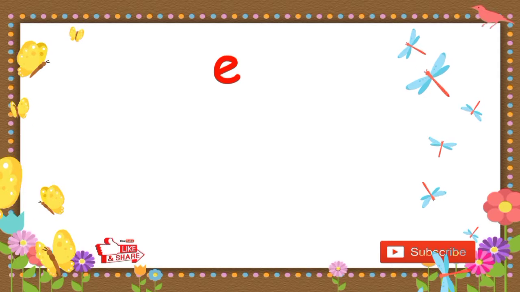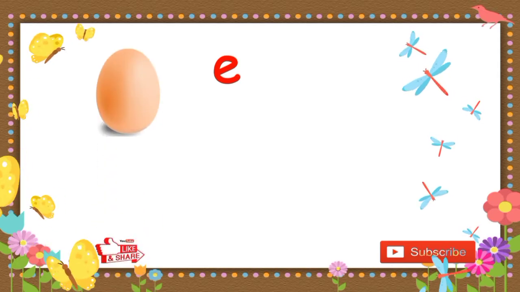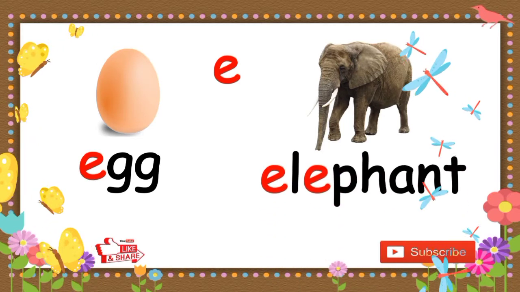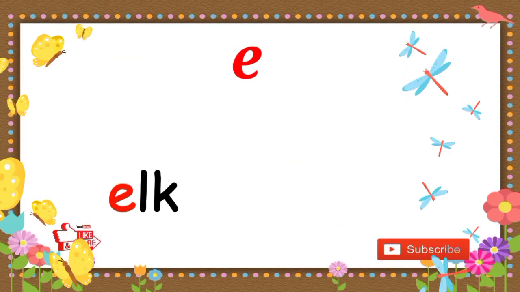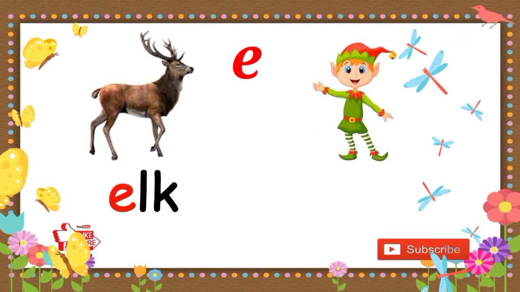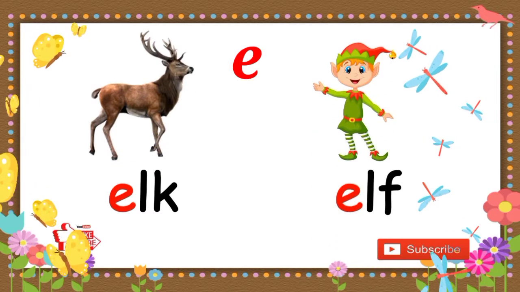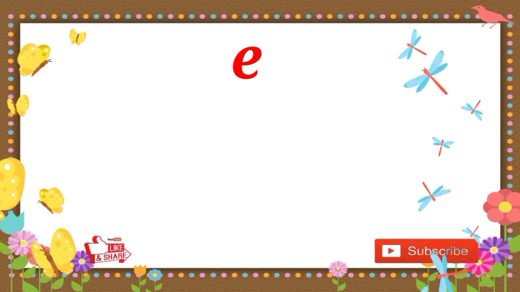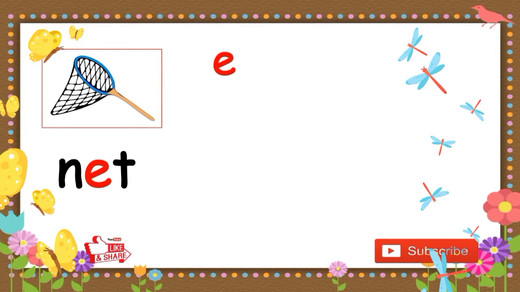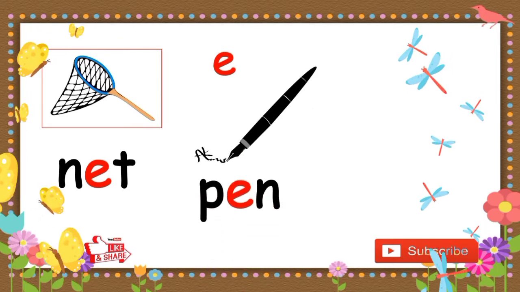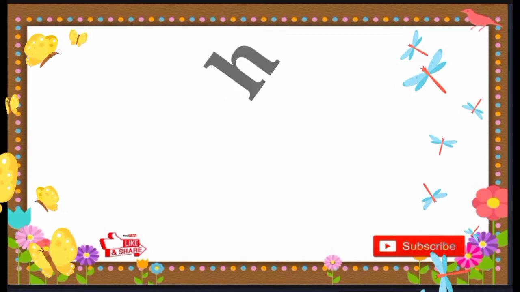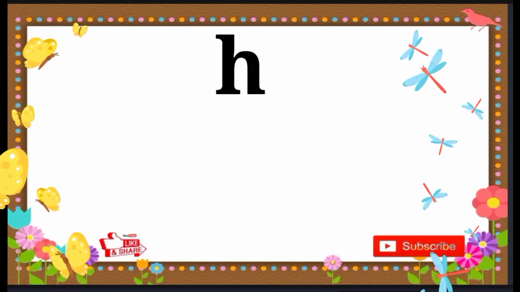Let's have the eh sound. Eh, eh, egg. Eh, eh, elephant. Eh, eh, elk. Eh, eh, elf. Let's also have some words with the middle eh. Eh, eh, net. Eh, eh, pen. Eh, eh, tan. Let's have the letter H sound.